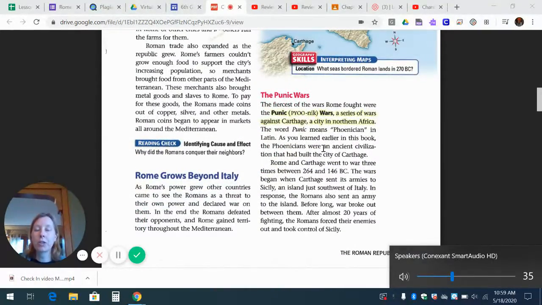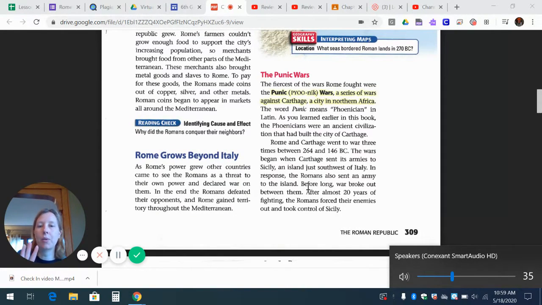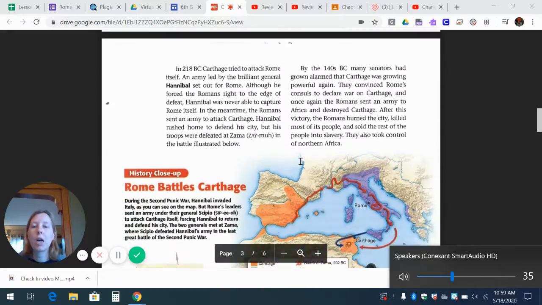Another conflict or crisis that affected Rome was the Punic Wars. 2 facts about the Punic Wars is there were 3 of them. The first 2, Carthage attacked Rome and Rome won. The third one, and the third time that ended the Punic Wars, is that Rome attacked Carthage when Carthage started to become powerful again, and Rome won that war as well. So there were 3 Punic Wars. Carthage started the first 2, Rome started the last one, and then that finished the Punic Wars.